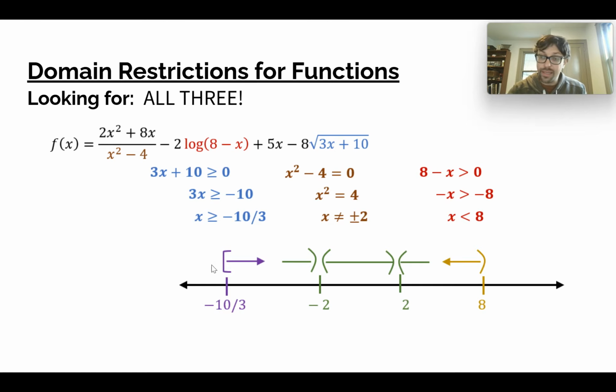So now we write this as an interval reading from left to right. So we start right here at -10/3. We skip over -2. We skip over 2, and then we stop at 8. So here's our bracket, -10/3. We skip over -2. We skip over 2, and then we stop at 8. That would be the domain for this function.